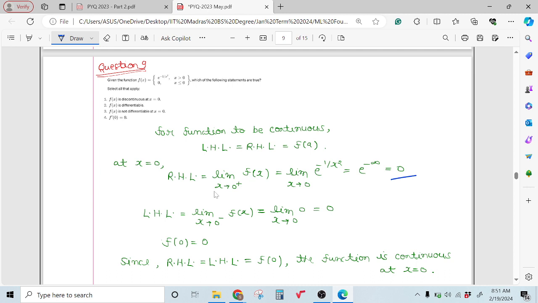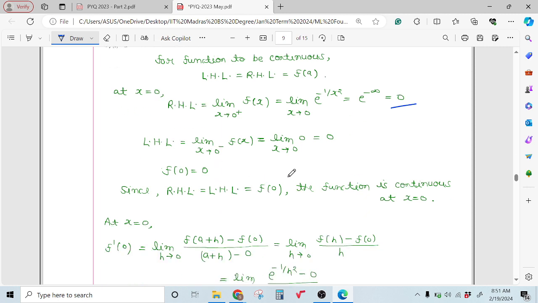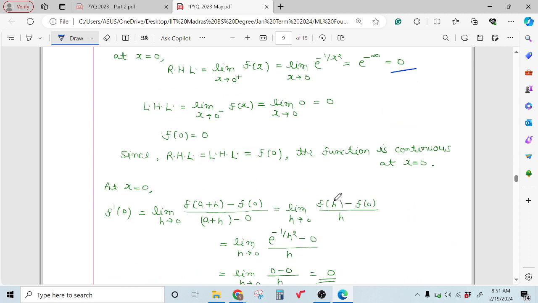So the left hand limit, the right hand limit and the value of the function at x equal to 0 are all 0. So all three, LHL, RHL and the value of the function, are equal. So the function is continuous at x equal to 0. It is given that the function is discontinuous at x equal to 0, so this option is incorrect. So let's talk about the remaining three options.